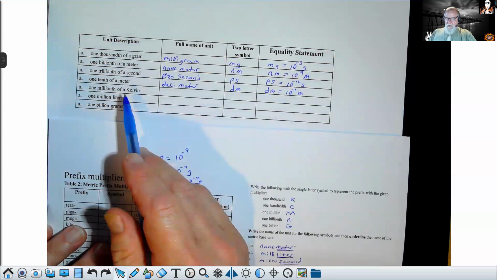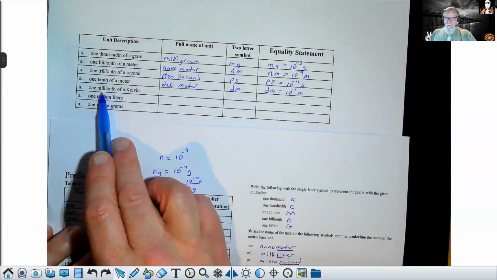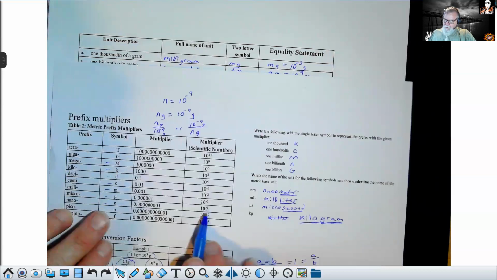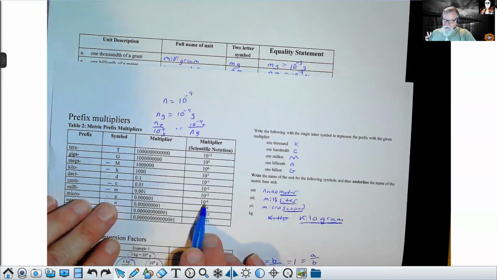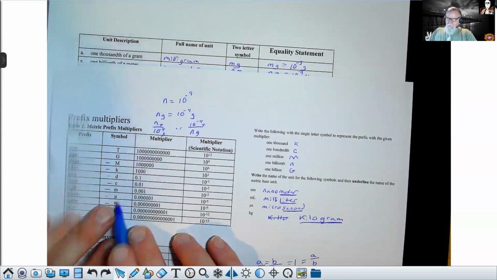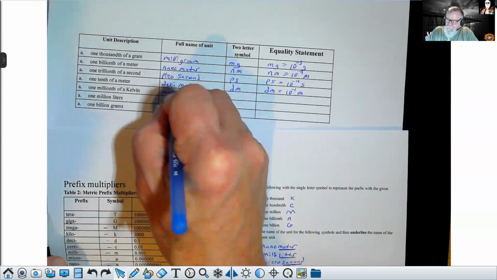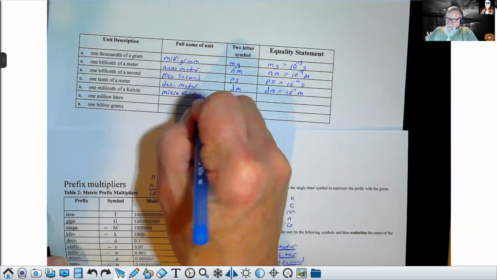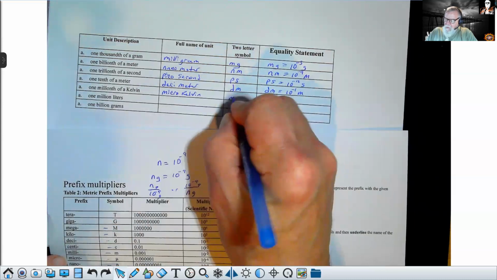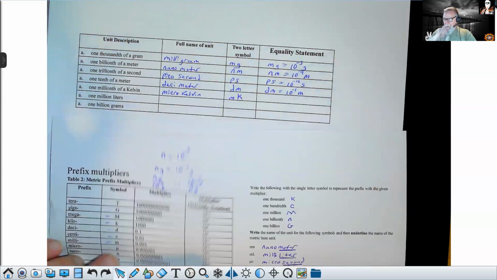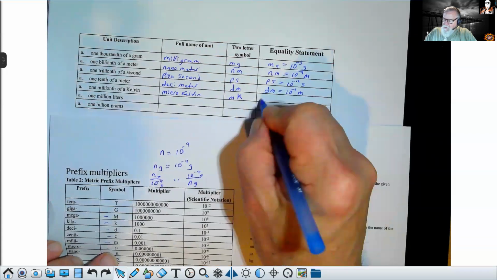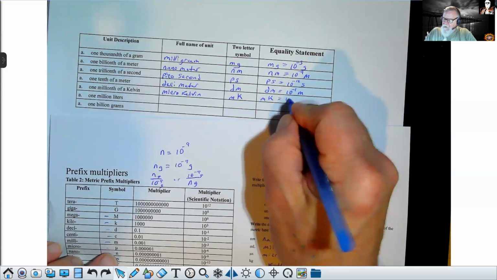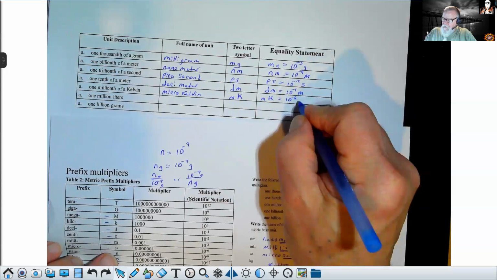All right. Now let's do the next one. So 1/1000th of a Kelvin. A millionth is 10 to the negative 6. So that's micro, right? So micro, and then Kelvin. So microkelvin. So this would be a small m, a capital K. Okay. And so small m, capital K is equal to 10 to the negative 6 Kelvin.